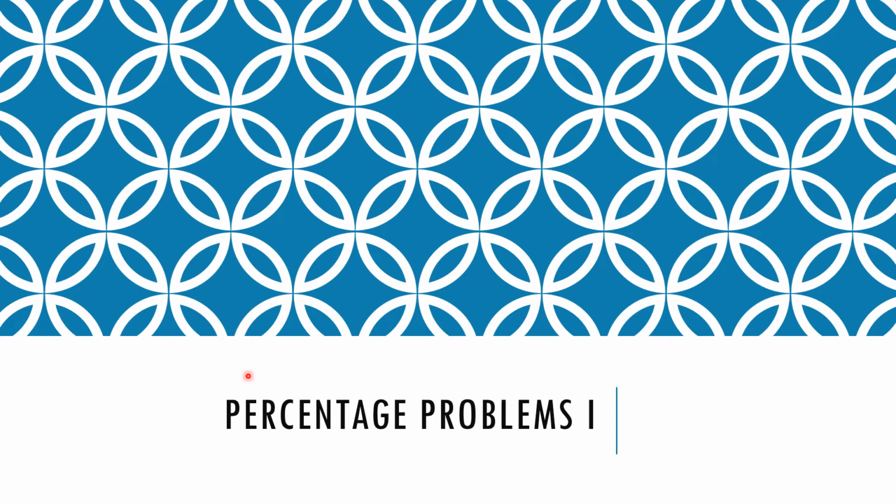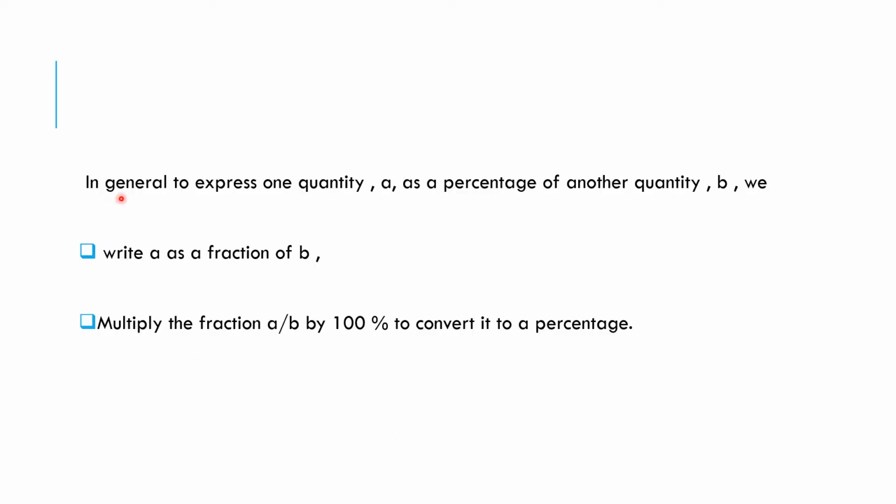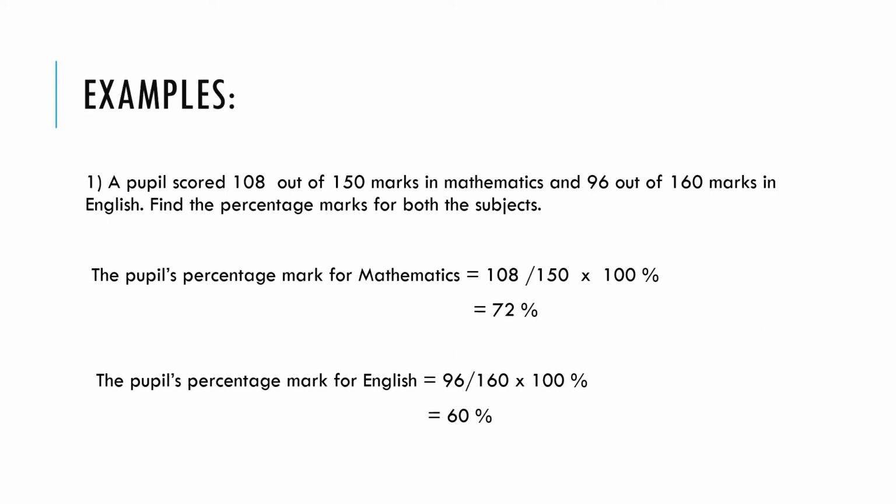In this video, we are going to discuss percentage problems. In general, to express one quantity A as a percentage of another quantity B, we write A as a fraction of B. And then we multiply the fraction A over B by 100% to convert it to a percentage. Let's have a look at some of the examples.